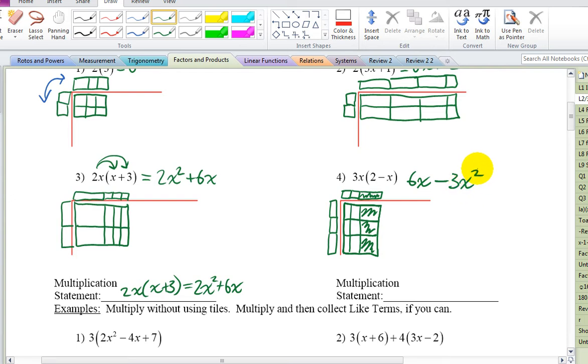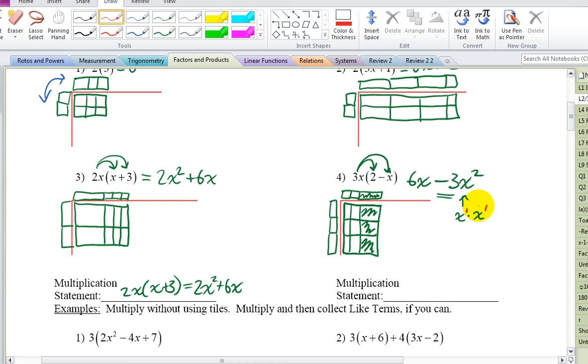Okay, so again, if we were doing these without our tiles, it would be 3x times 2. That gives us 6x. We only multiply the numbers. And then 3x times a negative 1 gives us a negative 3x. x times x gives us the x squared. And the reason why is because we're adding the exponents together. Any questions? That's kind of where we left off from last year.